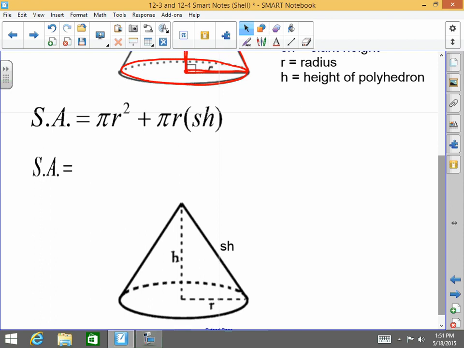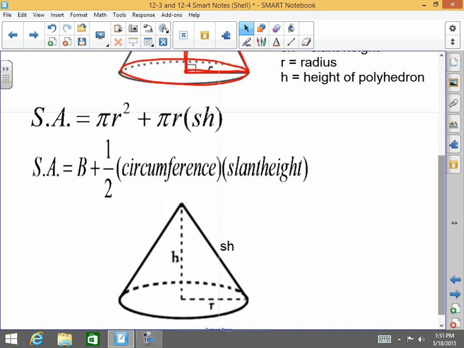So again, my surface area is pi r squared, which is my base area, plus pi r, which is half the circumference, times slant height. Does everyone see all of the pieces to this puzzle? Because if you don't, that's what I need to make sure that I sharpen up.